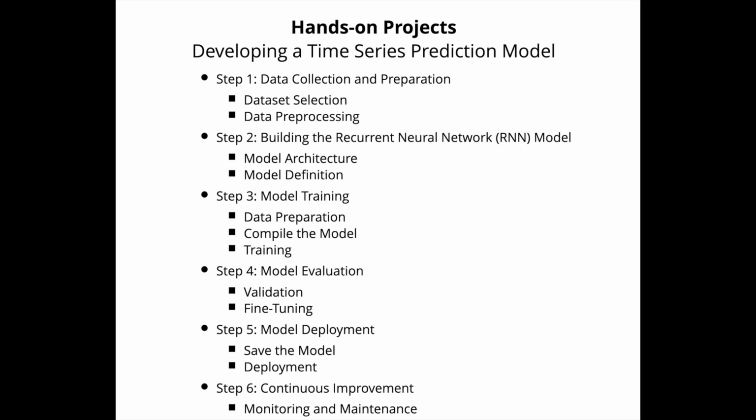Step 2 is building the recurrent neural network model, RNN. Model architecture: design an RNN architecture suitable for time series prediction tasks. Common choices include Long Short-Term Memory, LSTM, and Gated Recurrent Unit, GRU networks. Model definition: define the RNN model using the TensorFlow Keras API. Specify the number of LSTM or GRU layers, hidden units, activation functions, etc.